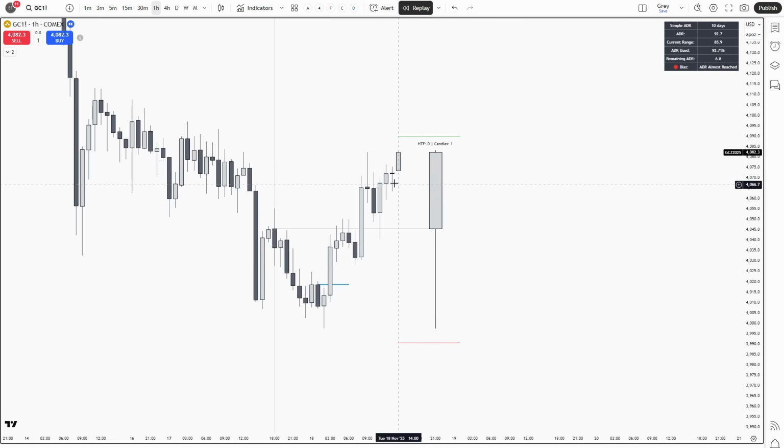And as you can see, the price started to print a small range candle because the ADR is almost reached. And this day was designed to print that much of the range. So it is not going to expect much further.